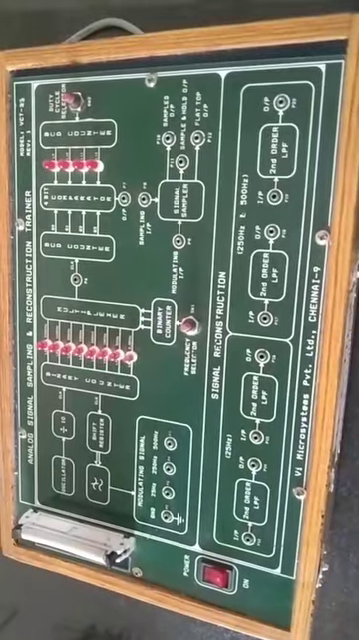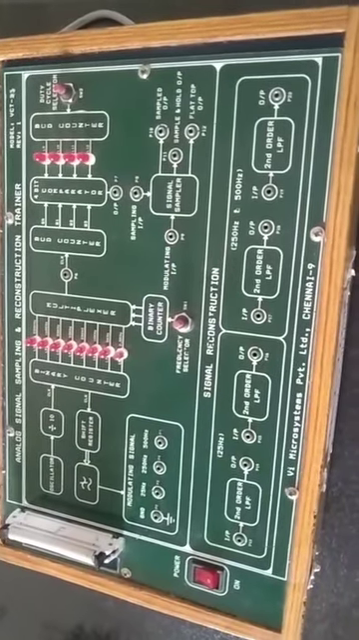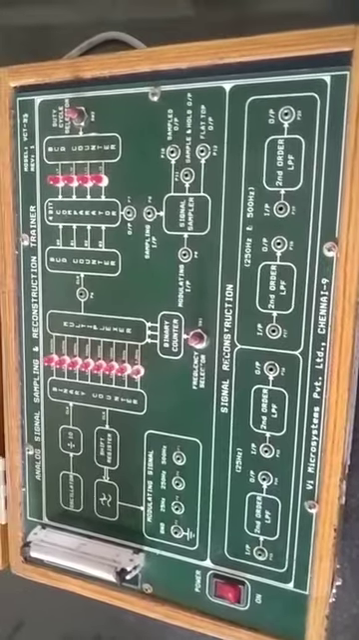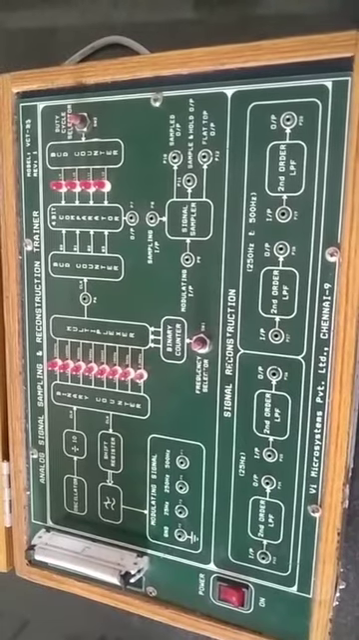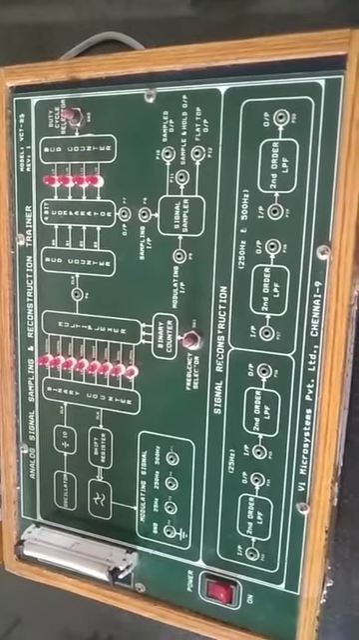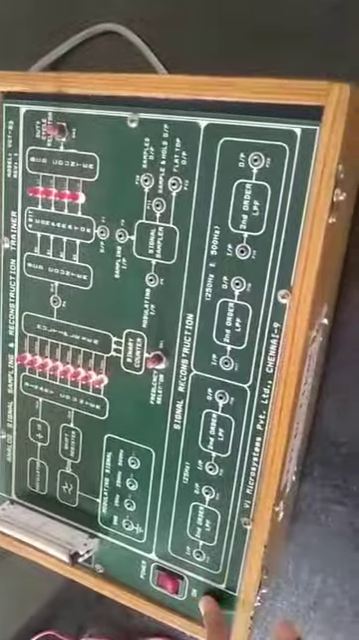Hello everyone, today we are going to see about the digital communication laboratory experiment. Our subject code is 20AC501 Digital Communication. Today we are going to see about the sampling and reconstruction experiment. This is our sampling and reconstruction trainer kit.